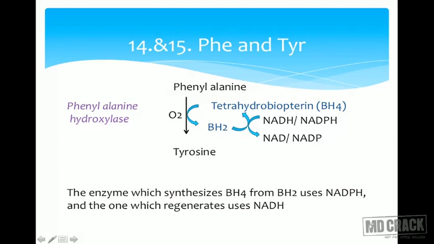The enzyme which synthesizes tetrahydrobiopterin from dihydrobiopterin uses NADPH, whereas the one which regenerates this uses NADH. So that is the importance of, here I have written the NADP and NADH, phenylalanine is converted to tyrosine. Important point is phenylalanine hydroxylase requires tetrahydrobiopterin, and in the presence of oxygen it converts phenylalanine to tyrosine. Why is this such an important reaction? No phenylalanine hydroxylase, it results in a disease called phenylketonuria. So that is why it is important.